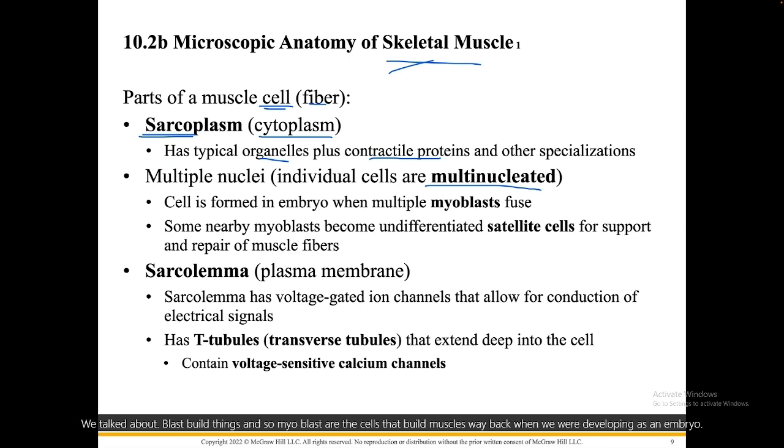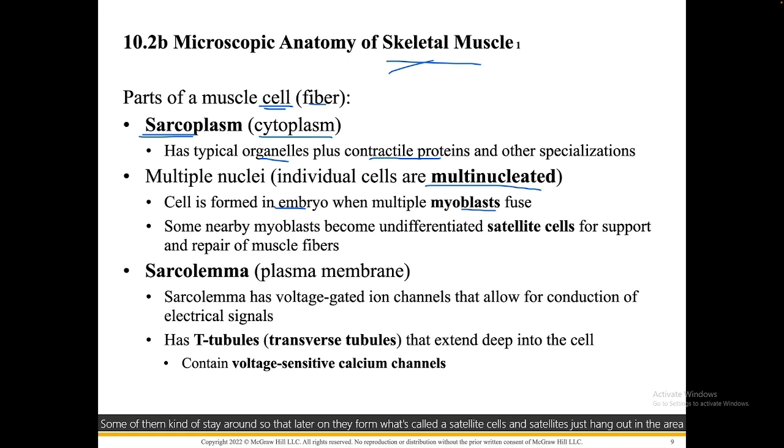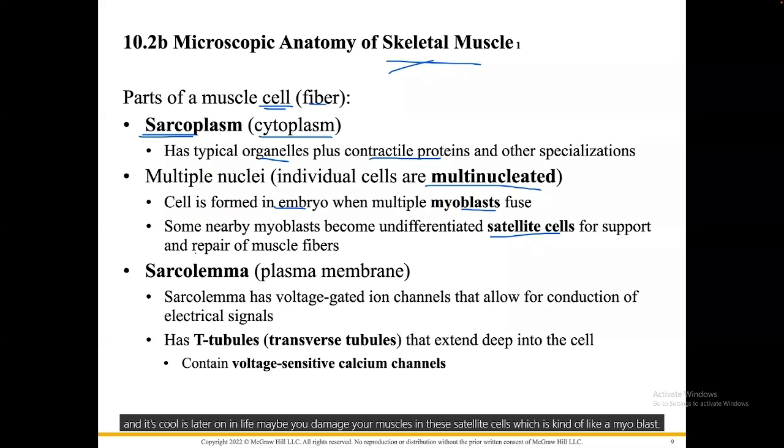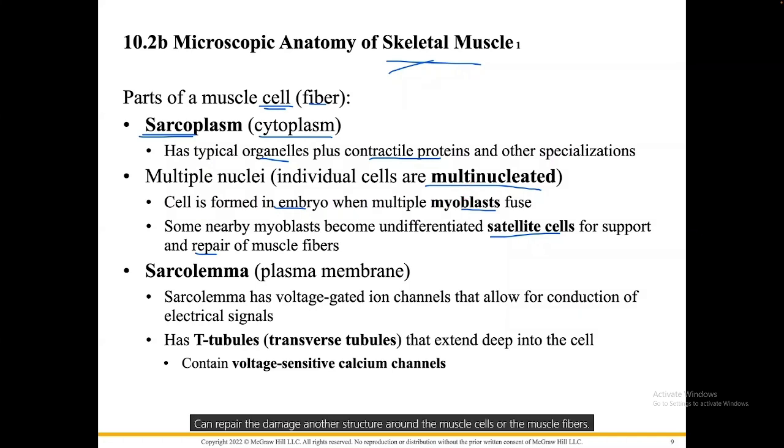We talked about how blasts build things, and so myoblasts are the cells that build muscles, way back when we were developing as an embryo. Not all myoblasts fully develop. Some of them stay around so that later on they form what's called satellite cells. Satellites just hang out in the area. And it's cool, as later on in life, maybe you damage your muscles, these satellite cells, which are kind of like a myoblast, can repair the damage.